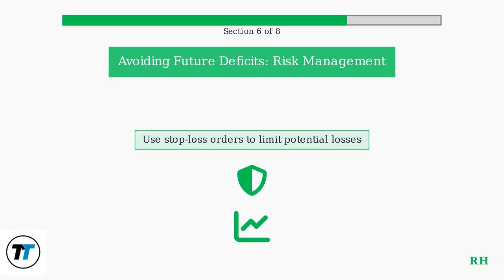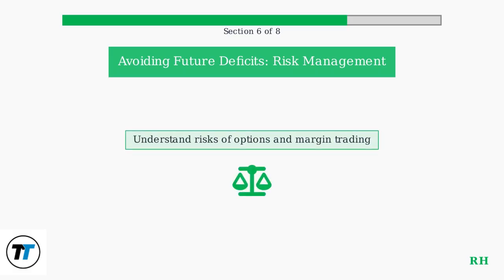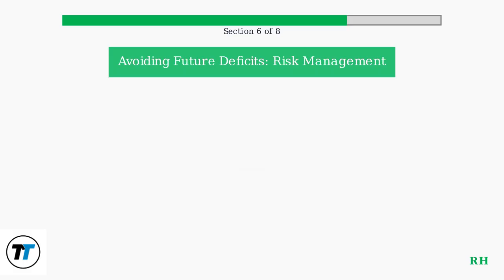Implement stop-loss orders to automatically sell positions if they drop below a certain price, limiting your potential losses. This chart shows a buy position with a stop-loss level to manage risk. Before engaging in options or margin trading, fully understand the associated risks. This illustration explains how margin loans work and the potential for significant losses.